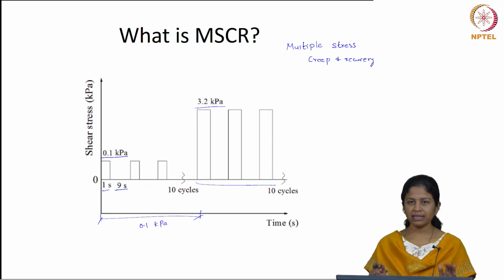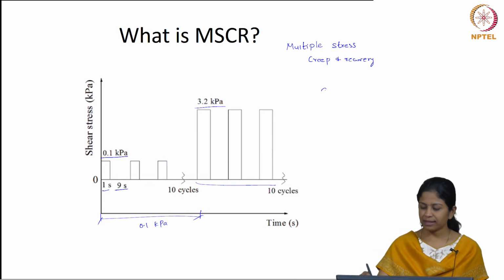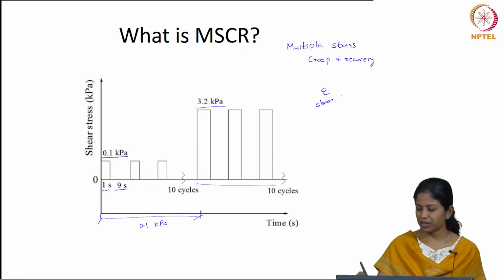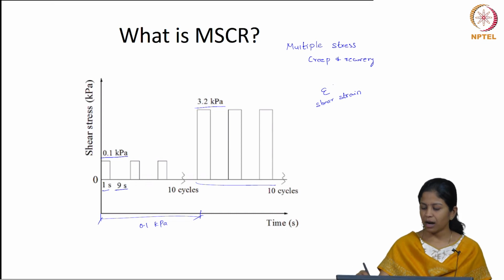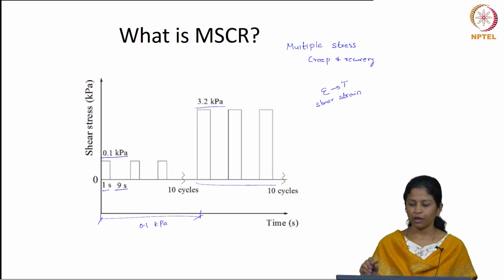Now, for this experiment what we get is the strain values. They call it shear strain since we do an oscillatory test. So, we will see how the strain varies as a function of time, right. So, this is how the experiment is done.